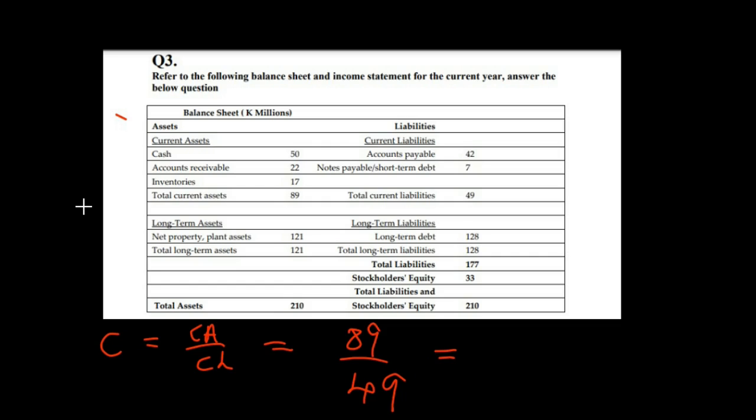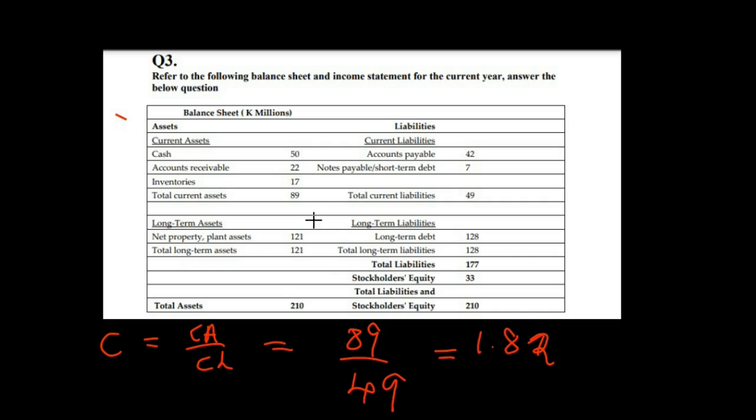So for the current ratio, the current assets are 89. 89 divided by 49 gives us something like 1.2. So the current ratio for this company from their balance sheet is something like 1.82. So that is how we find the current ratio.